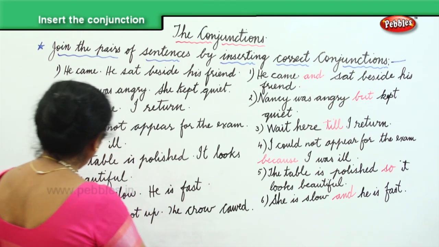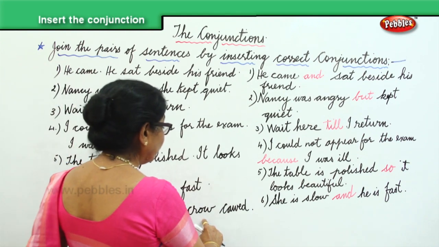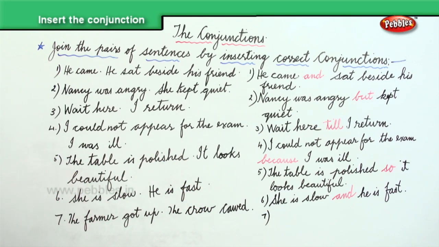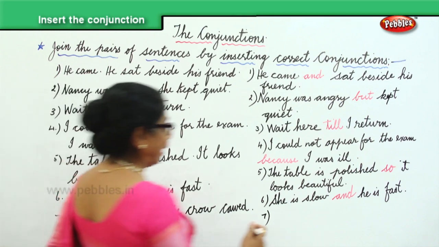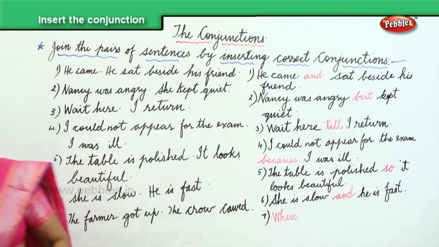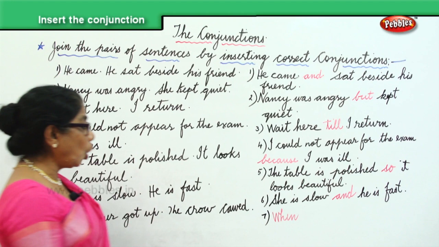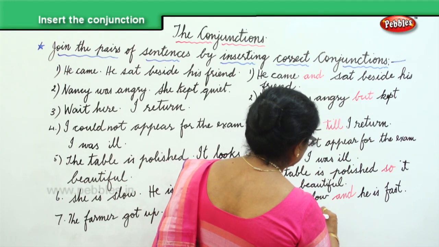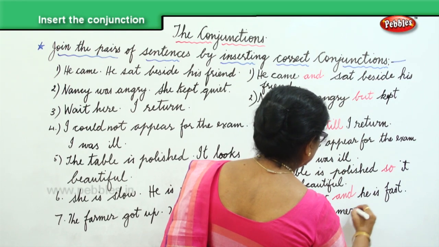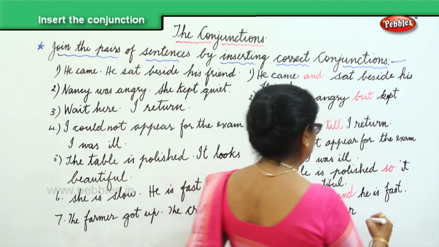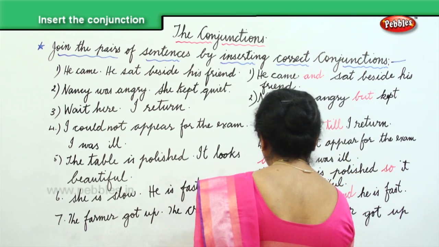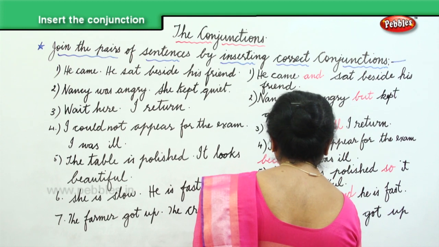You can say the farmer got up and the crow cawed. So what will you say? You will insert the conjunction when, at the beginning. When the farmer got up, the crow cawed.